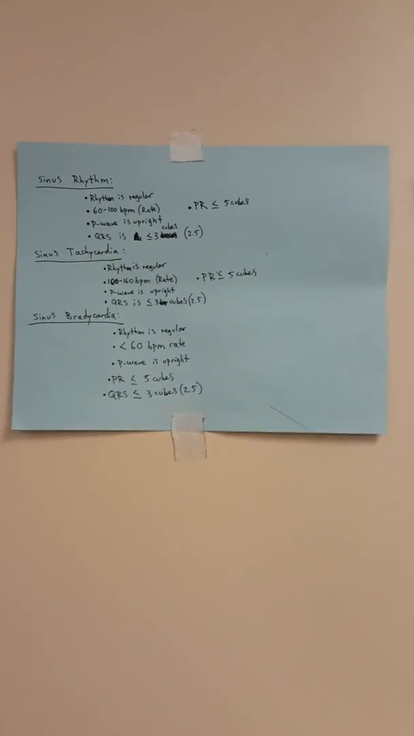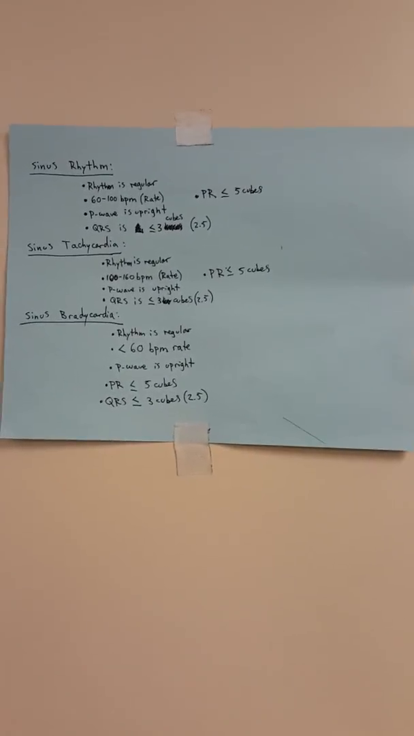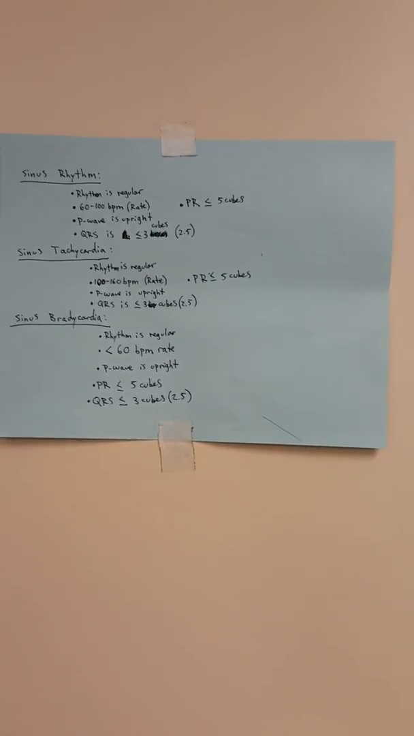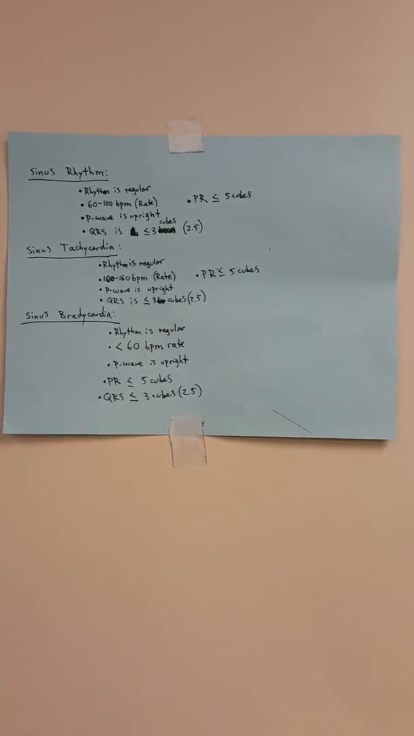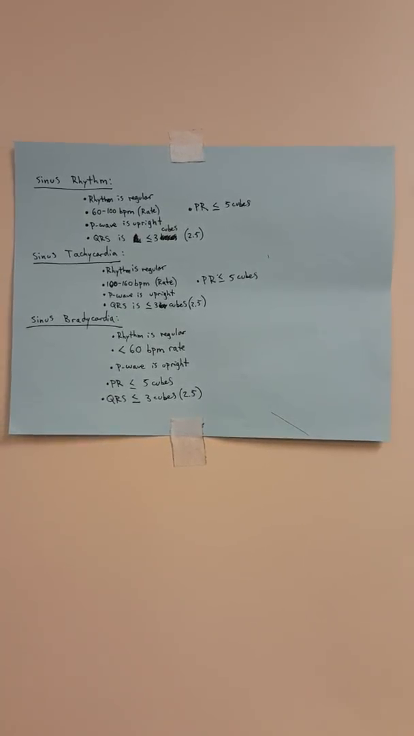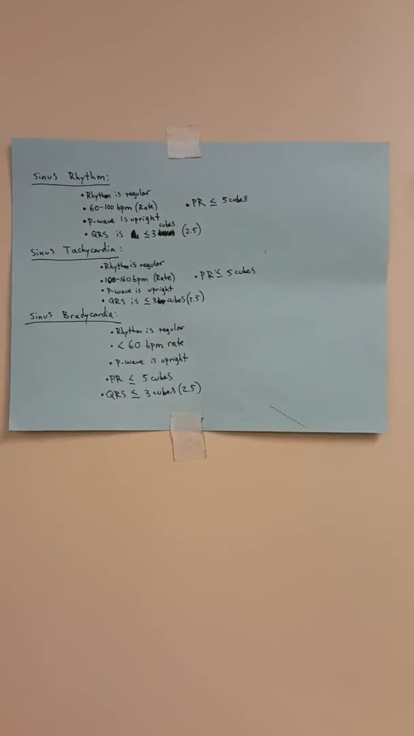Sinus bradycardia is when the heart's beating slow. The rhythm is regular, less than 60 beats per minute is the rate. P wave is upright. PR interval is less than or equal to 5 cubes. QRS interval is less than or equal to 3 cubes, actually 2.5.